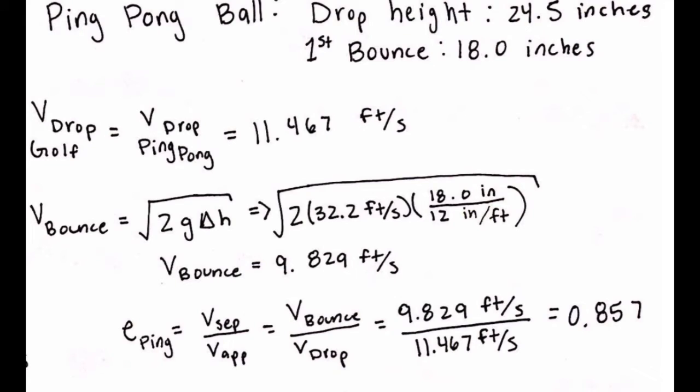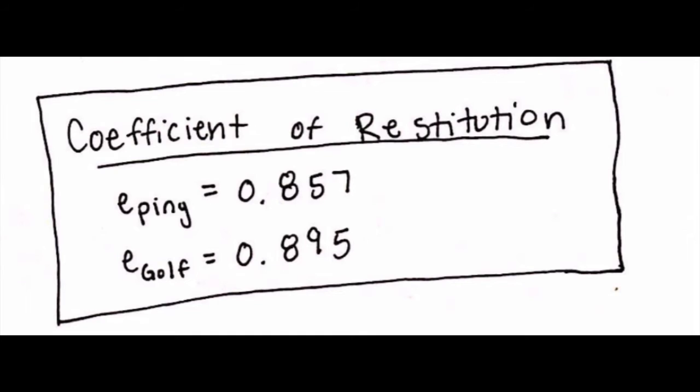The ping pong ball had the same velocity of approach, since the mass in the conservation of energy equation cancels in this case. So it approached at 11.467 feet per second, while it separated at 9.829 feet per second. This yielded a ratio, or coefficient of restitution, of 0.857. The coefficient of restitution determines how well the balls will bounce.